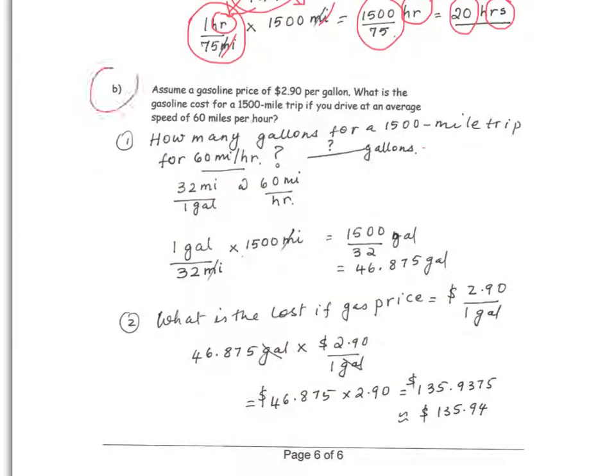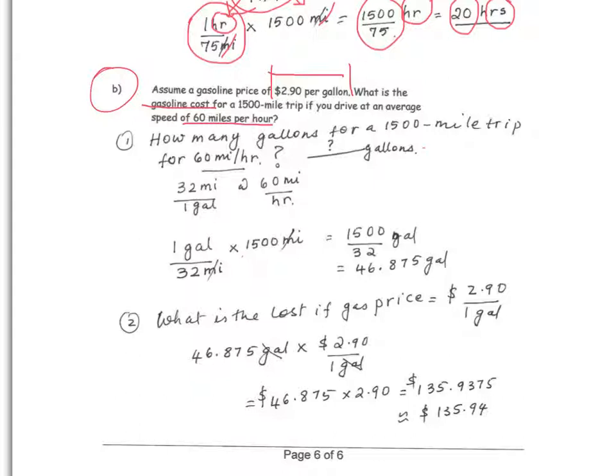Now we look at the next problem. We're given the price of gas per gallon, $2.90 per gallon. What is the gasoline cost? So now we need to figure out the dollar amount that we spend on a 1500-mile trip. And what is our average speed? 60 miles per hour. We need to know the average speed because the miles we get per gallon depends on the speed at which we travel. So the question is, how much does it cost?